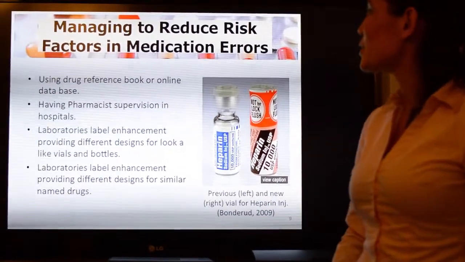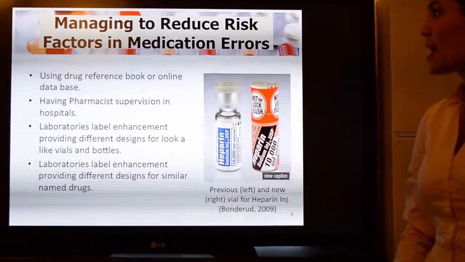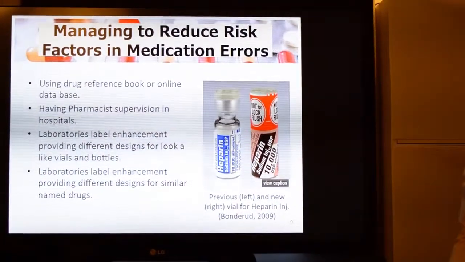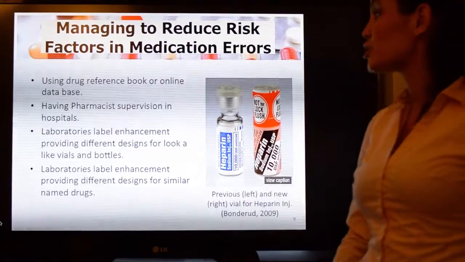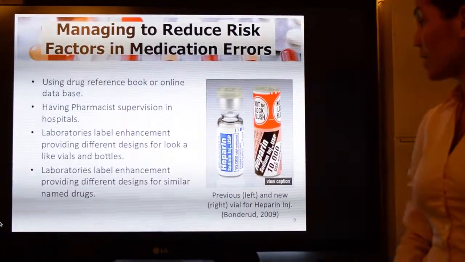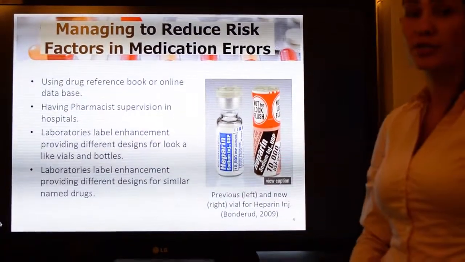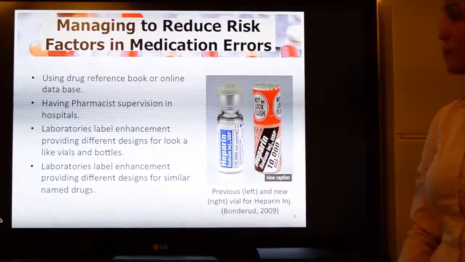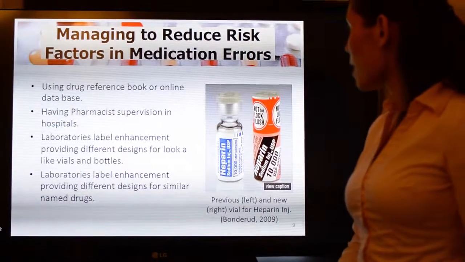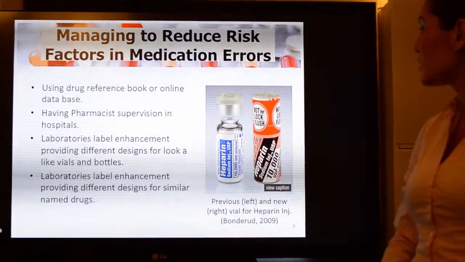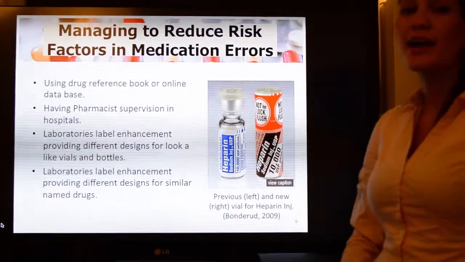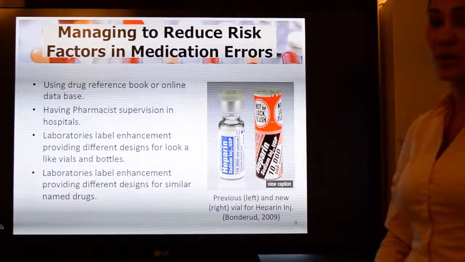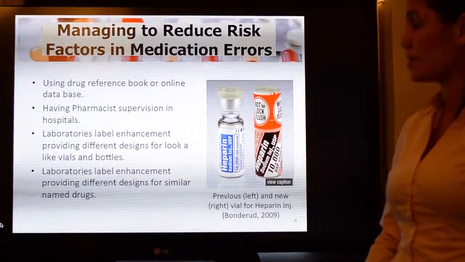How can these risk factors be reduced? They can be reduced by using a reference book or an online database. Also, having a pharmacist supervise shifts in hospitals to help our nurses calculate the dosage based on the patient's weight will help. Laboratories can also help by enhancing and changing labels on lookalike vials or vials that have similar names, that the medicines have similar names.